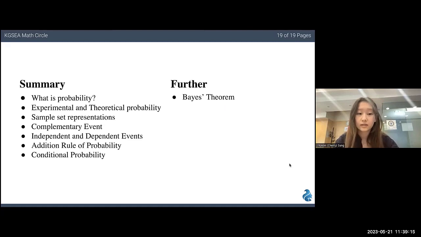To summarize this lecture, I talked about what probability is, theoretical and experimental probability, sample space representations, complementary events, independent and dependent events, the addition rule of probability, as well as conditional probability. To study further on probability theory, you would also like to search about Bayes' theorem.